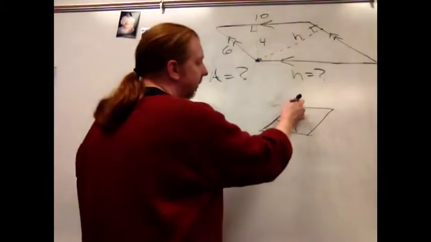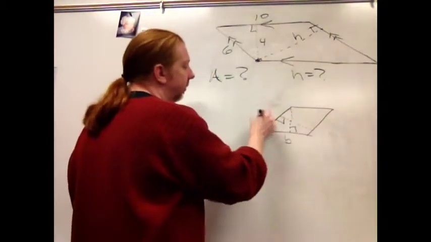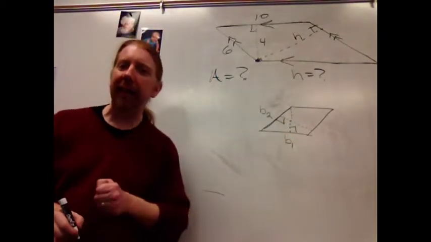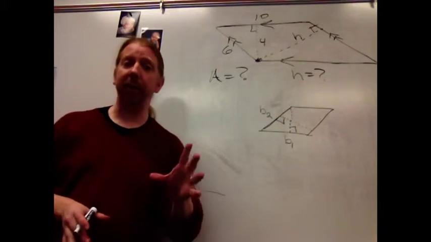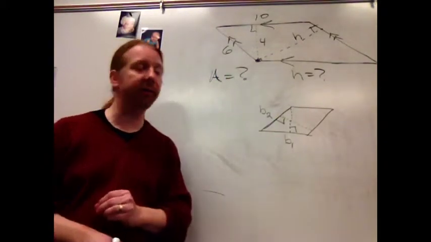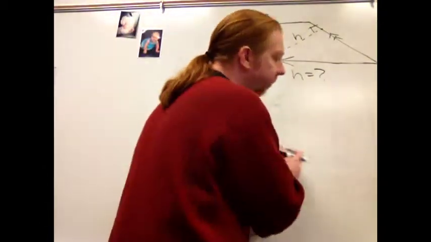The key is this altitude corresponds to that base. This altitude corresponds to that base. And that's kind of the key to all of this. When you look at a parallelogram, the first thing you need to think about are the two possible bases and the two possible altitudes. That's what makes this problem doable. So let's calculate that area.